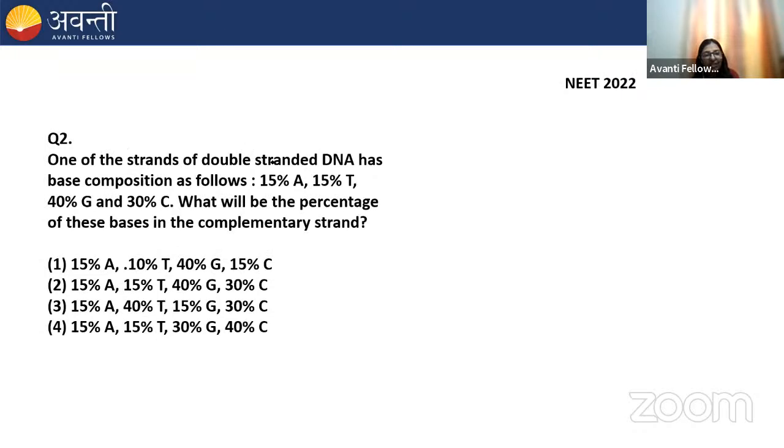Moving next: one strand of double-stranded DNA has the base composition as follows: 15% adenine, 15% thymine, 40% guanine, 30% cytosine. What will be the percentage of these bases in the complementary strand? Quickly answer what you think the correct option will be. Please apply Chargaff's rule here, then you can easily answer this.